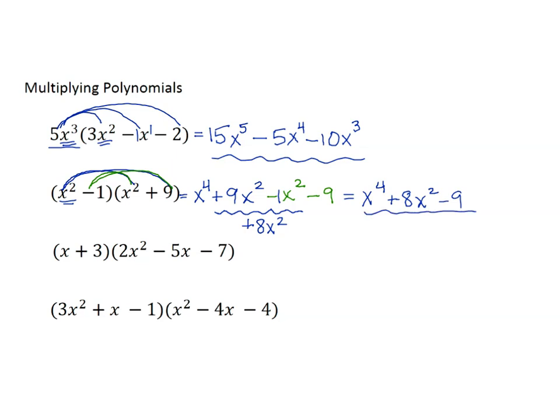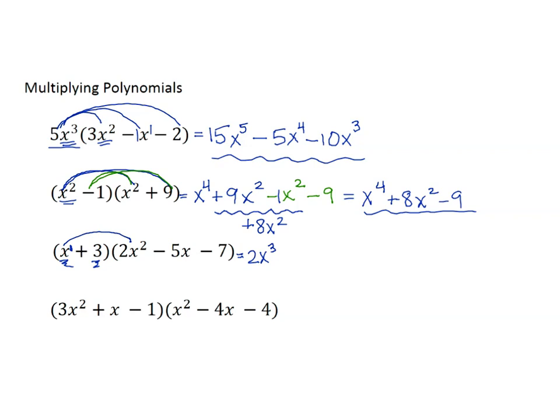All right, let's look at the next one. Here I've got a binomial times a trinomial. But I'm going to do the same process. I'm going to start with this x and distribute it to each term in the trinomial, and then go with the 3 and distribute it to each term in the trinomial. So let's do the x first. We've got x times 2x squared. Remember, this is x to the 1st. So that will give us 2x to the 3rd.